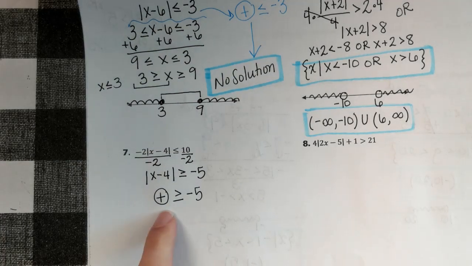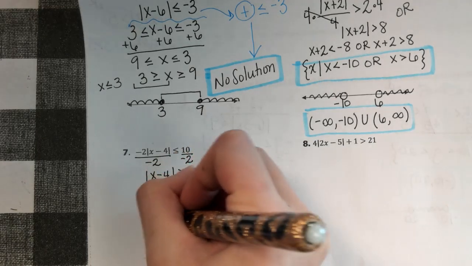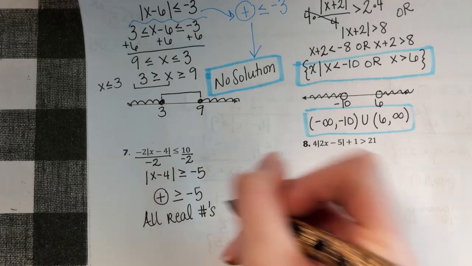This is what my problem is telling me. Is this true? Yes. A positive will always be greater than a negative, so it's not no solution, it's going to be all real numbers. So this is why I said not everything is going to be no solution.